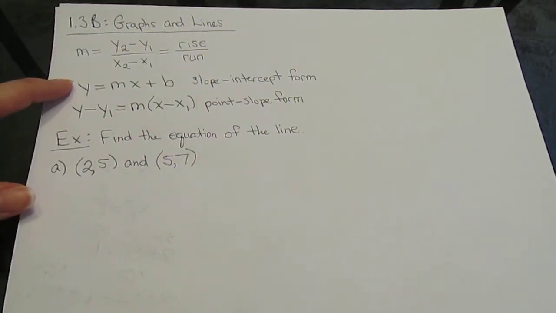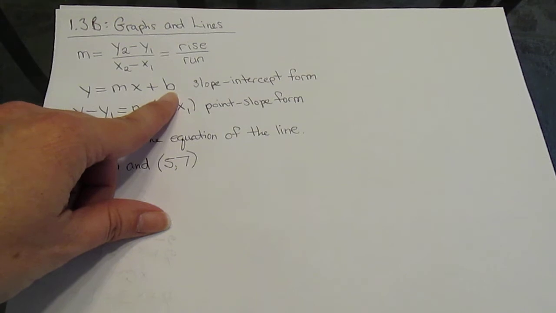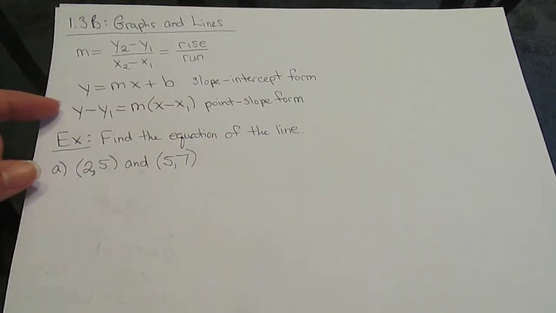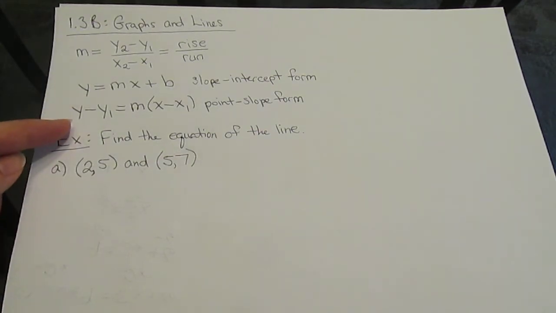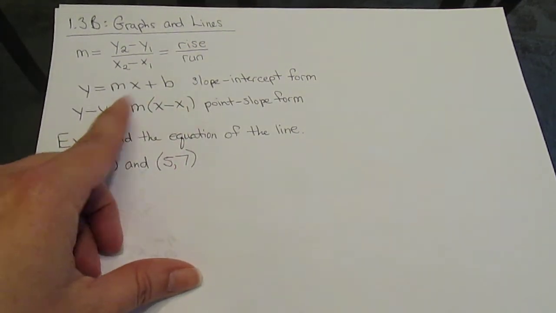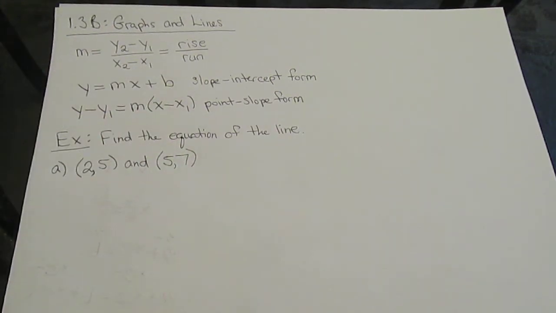We've got slope-intercept form, y equals mx plus b. You can use this form when you know the y-intercept. The y-intercept is the b, and of course that m is the slope. And then if you don't know the y-intercept, you can use point slope form. y minus y1 equals m times x minus x1, where you can put any point that they give you in for this spot right here and get the equation of the line.